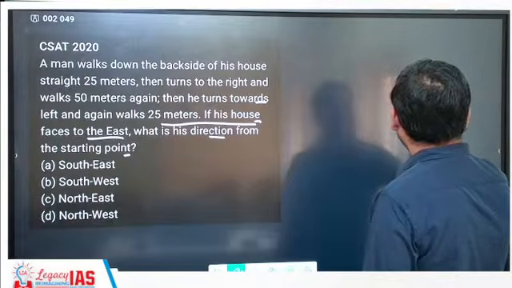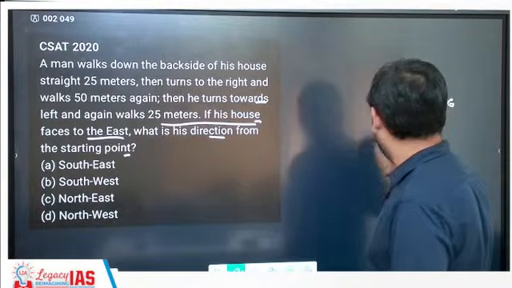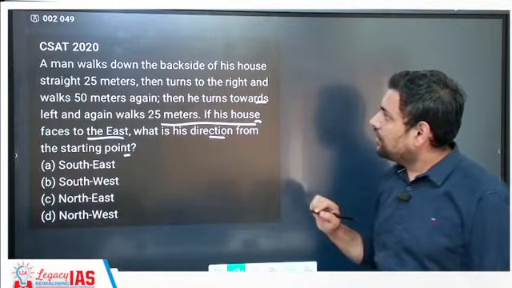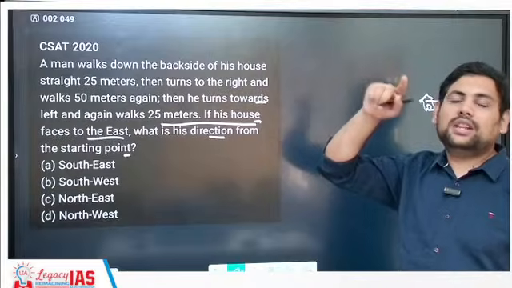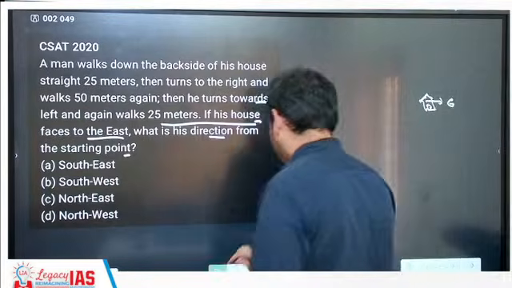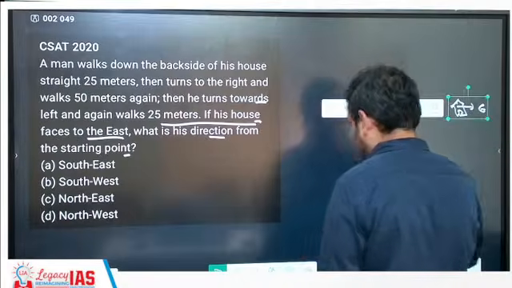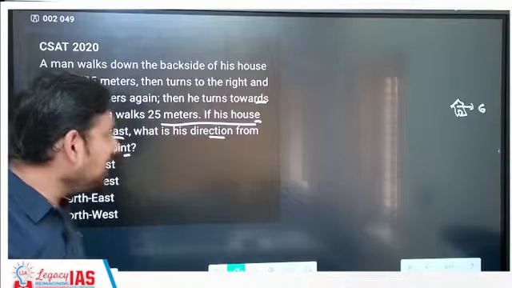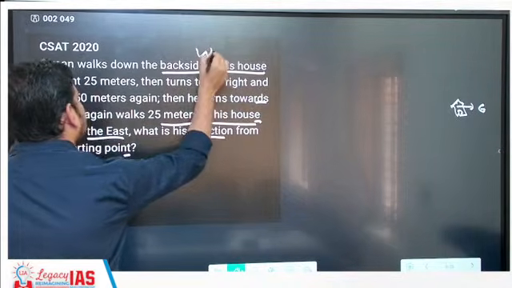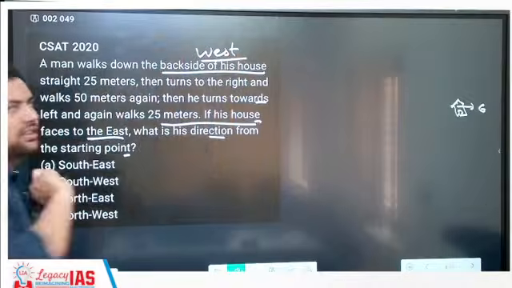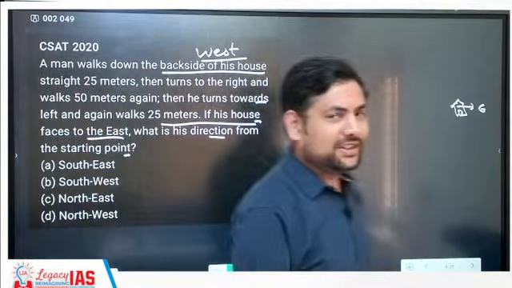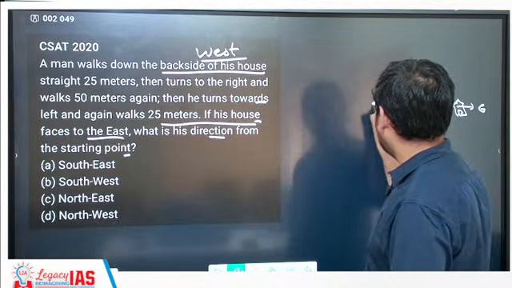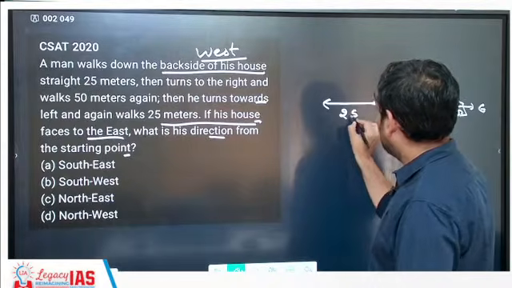Now, his house is very clearly facing east. He walks down the back side of his house, straight 25 meters. Back side means exactly opposite, so he starts walking in the west direction. This was the only thing you had to decipher; otherwise it's a very easy question. So first he goes west 25 meters.